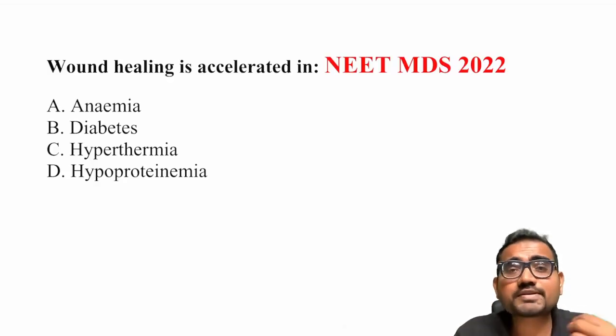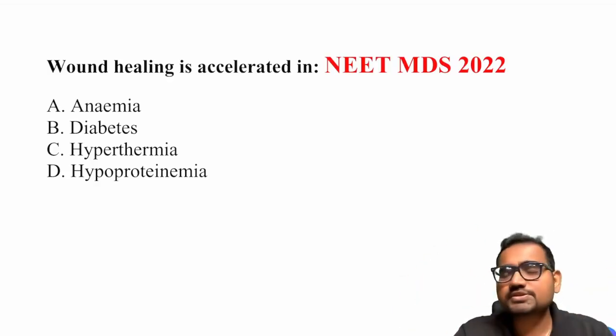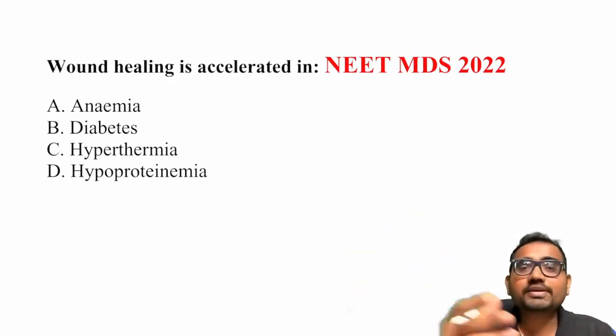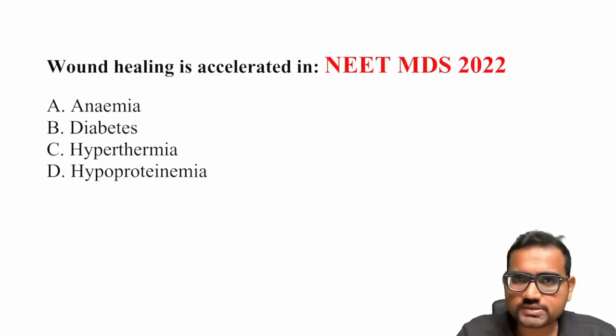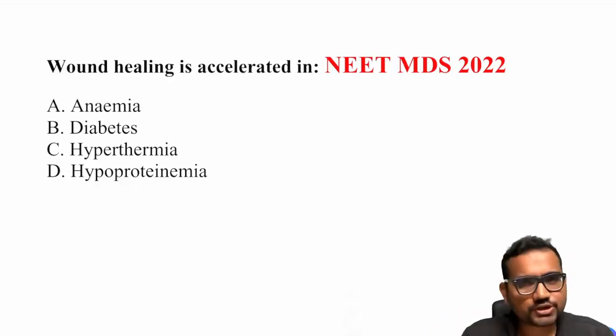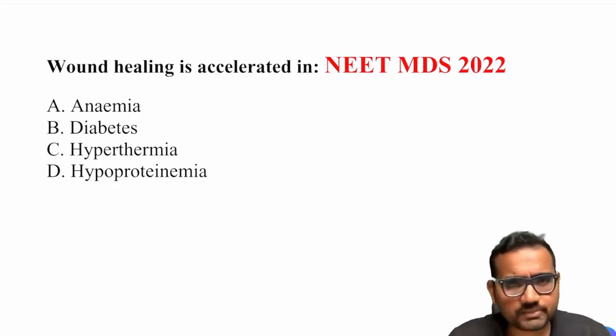In diabetes, there is microvascular disease and decreased leukocyte migration. Again, there is going to be decreased wound healing because the fibroblasts are not going to get activated. In hypoproteinemia, obviously, collagen is nothing but protein. So amino acids will be deficient, collagen production will not be there, and the wound healing will be delayed. So these are all straightforward factual questions. Wound healing is accelerated in mild hyperthermia. Okay.